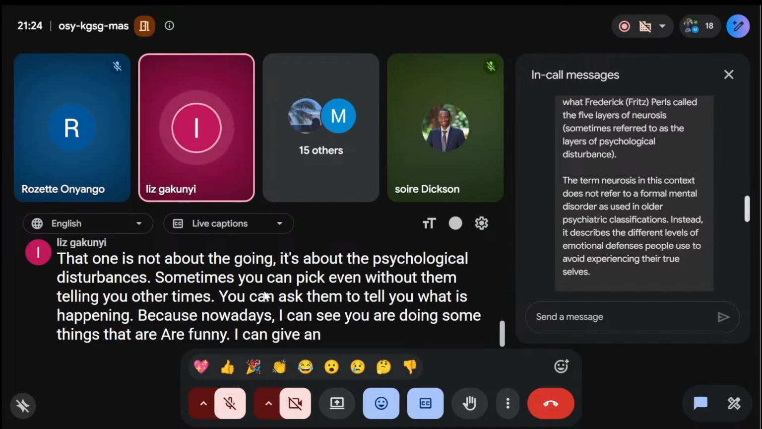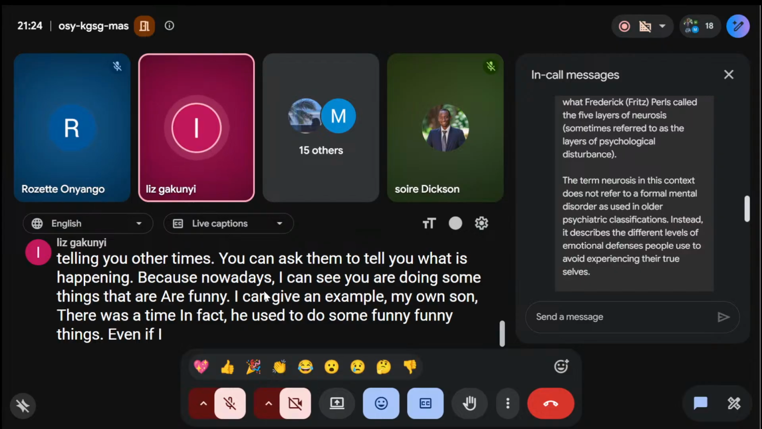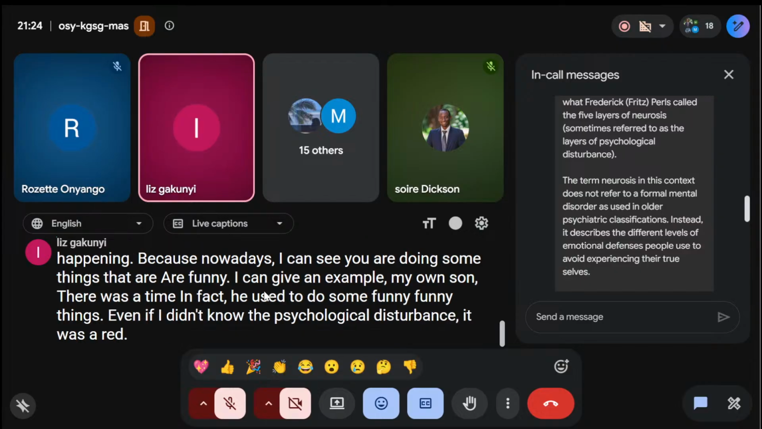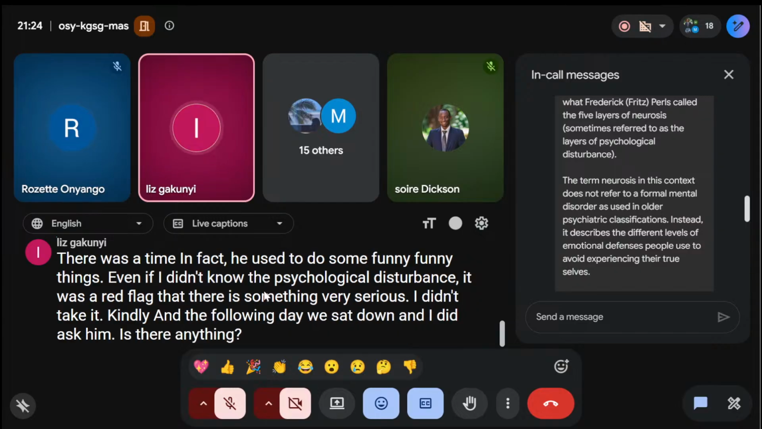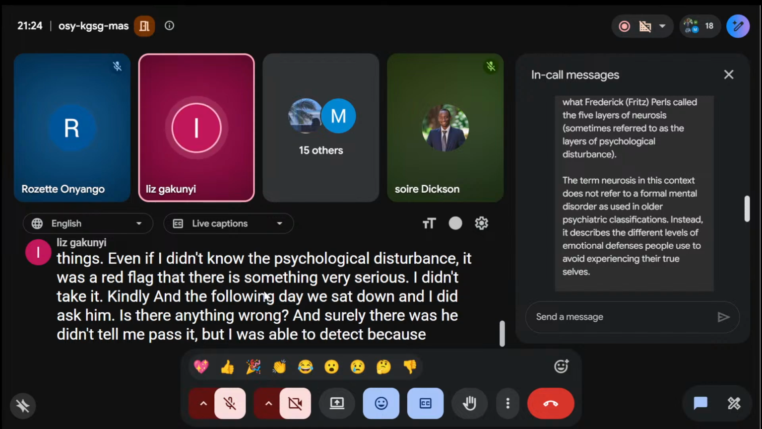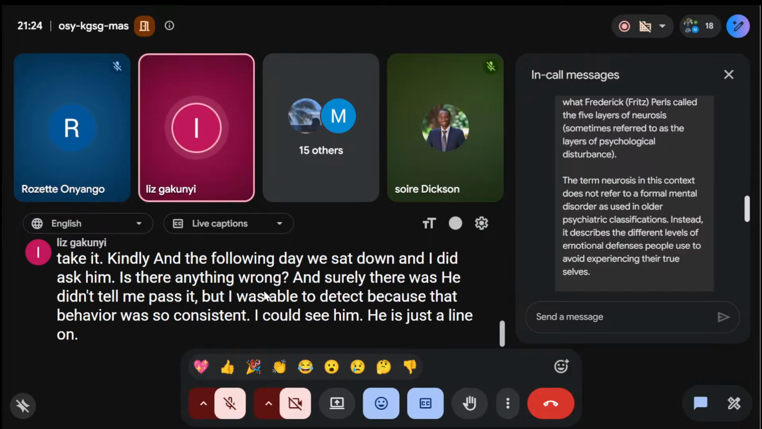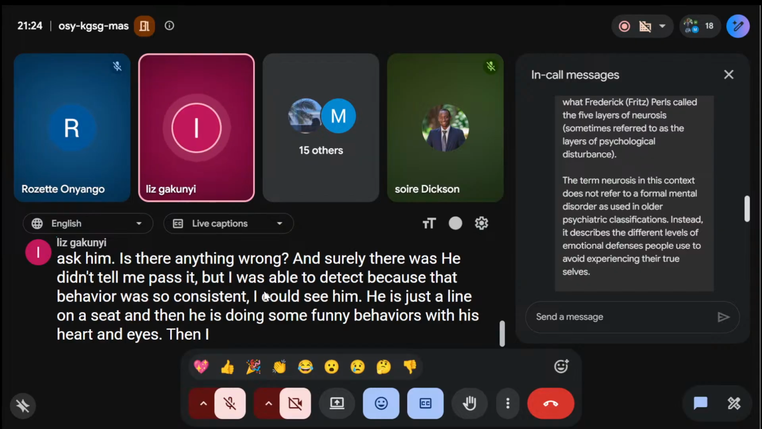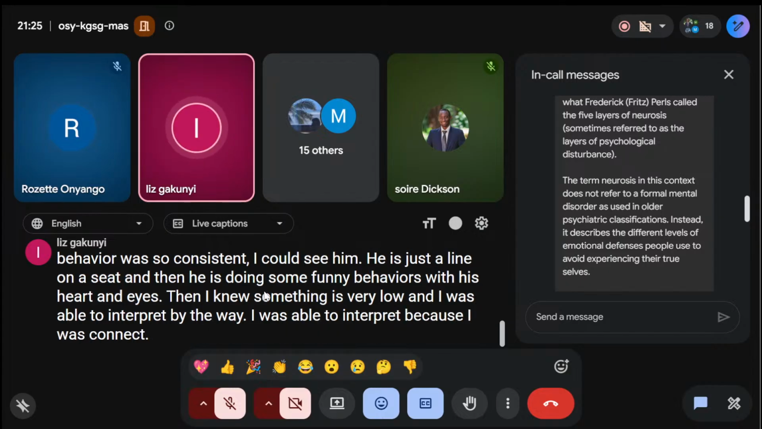I can give an example, my own son. There was a time he used to do some funny things. Even if I didn't know the psychological disturbance, it was a red flag that there is something very serious. I didn't take it kindly. The following day, we sat down and I asked him, is there anything wrong? And surely there was. He didn't tell me per se, but I was able to detect it, because that behavior was so consistent. I could see him just lying on a seat, doing some funny behaviors with his hands and eyes. Then I knew something is very wrong. And I was able to interpret it, by the way, because I was connecting it to where he works.